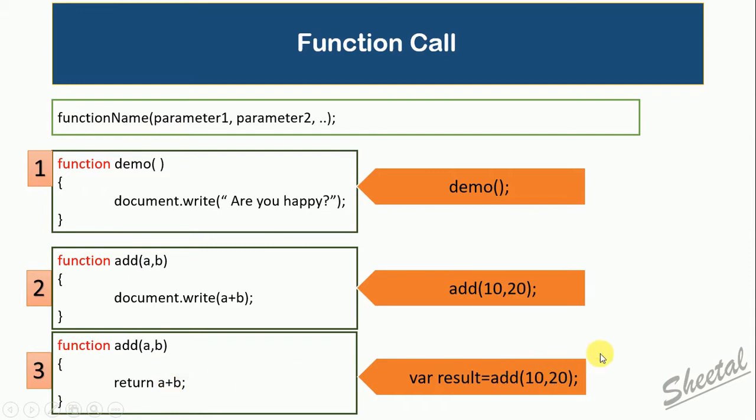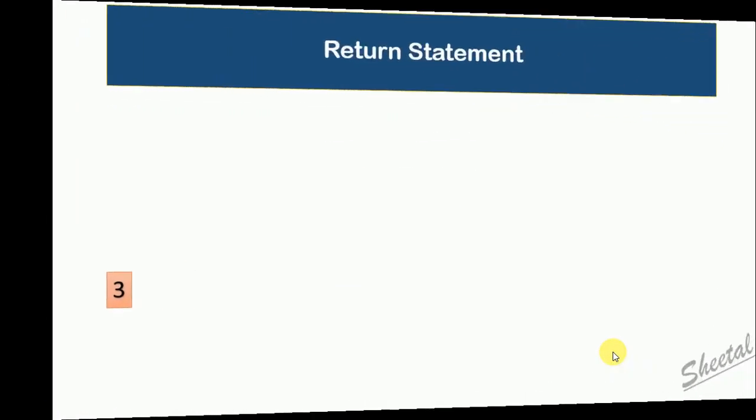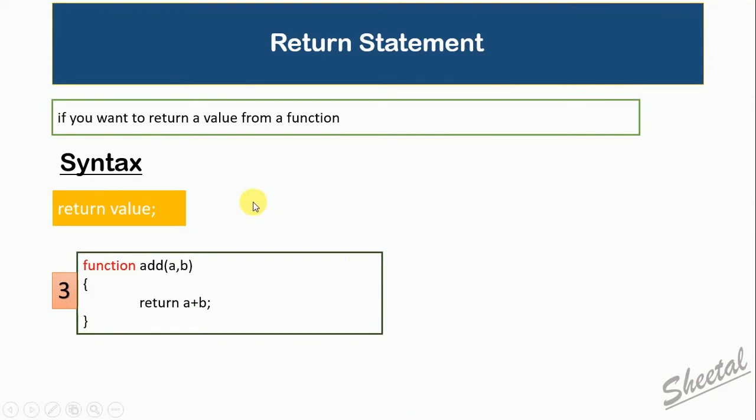Now let's see more about the return statement. There are some situations when we want to return some values from a function after performing some task. In this situation, we can make use of the return statement in JavaScript. This is an optional statement and most of the time the last statement in a function. You can use the return statement if you want to return a value from a function. The syntax is return, then value, then semicolon.